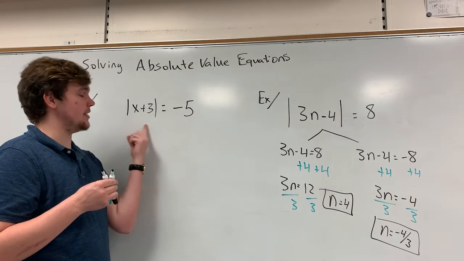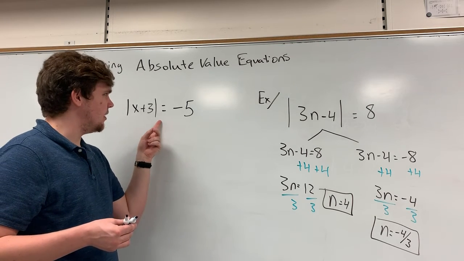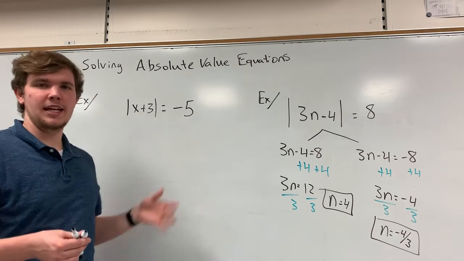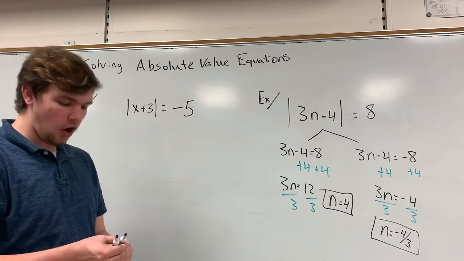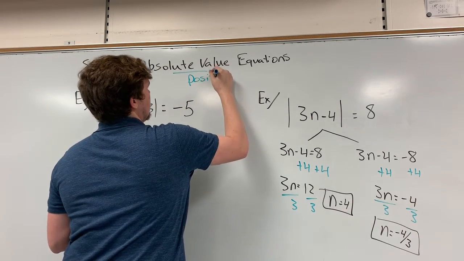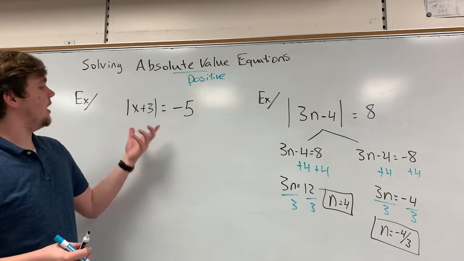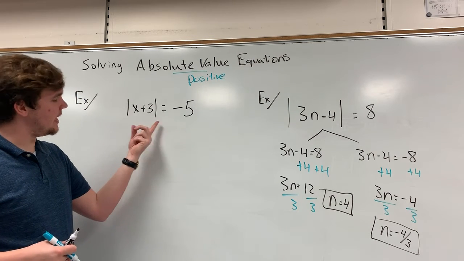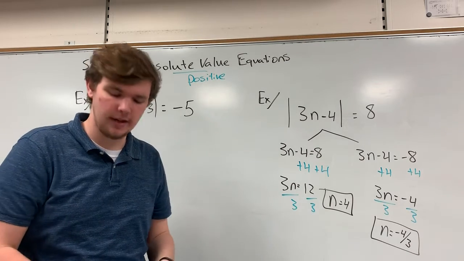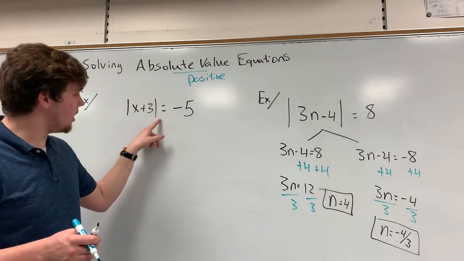Okay, so right here I have this equation. The absolute value of x plus 3 equals negative 5. Now wait a second, think about it. If the absolute value is always positive, right? Absolute value is positive. When you take the absolute value of a number, it's definitely going to be positive, okay? How can the absolute value of something equal a negative 5? How can an absolute value equal a negative number? That doesn't really make sense, right? How can a positive number equal a negative number?